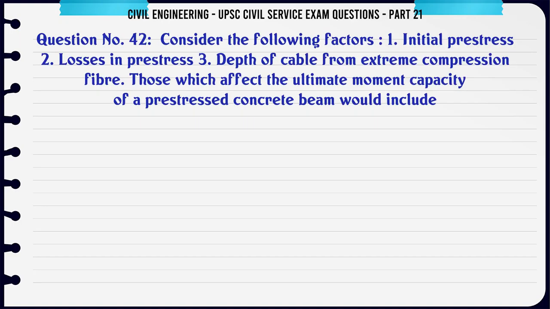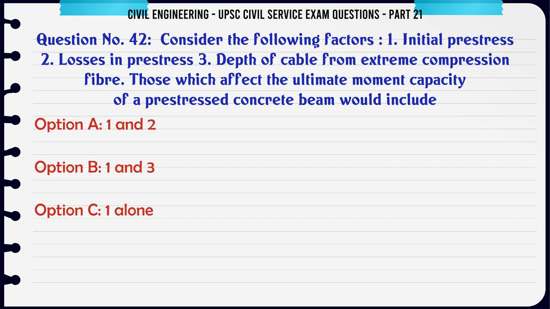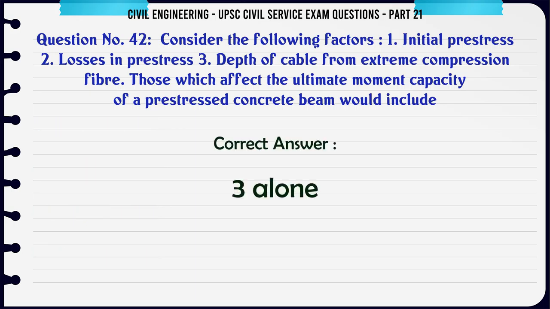Consider the following factors. 1. Initial pre-stress. 2. Losses in pre-stress. 3. Depth of cable from extreme compression fiber. Those which affect the ultimate moment capacity of a pre-stressed concrete beam would include A. 1 and 2. B. 1 and 3. C. 1 alone. D. 3 alone. The correct answer is 3 alone.